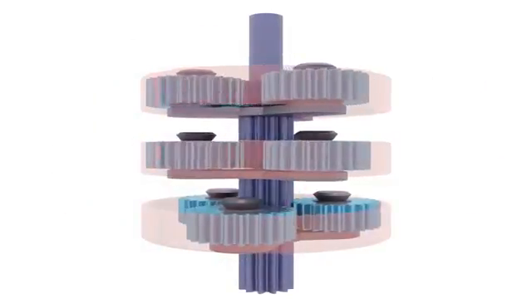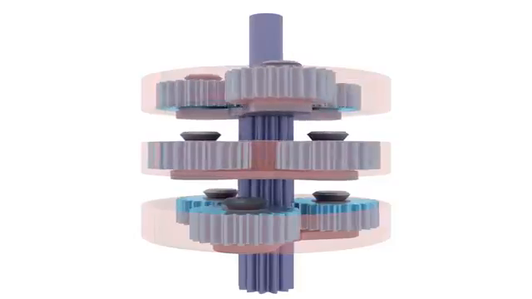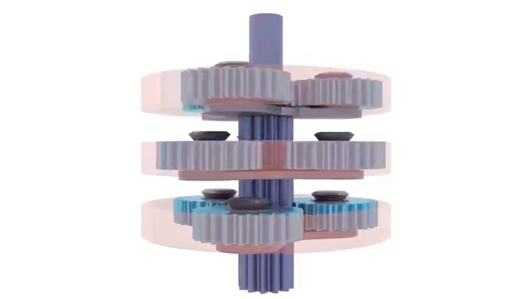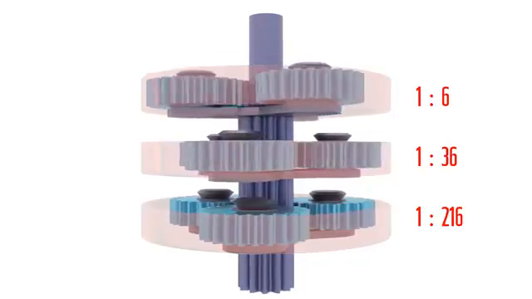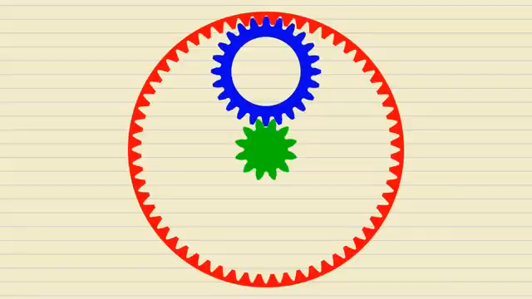Multiple planetary mechanisms can be stacked to form a compound drive. This produces a very high overall gear ratio. In this tutorial, we will be designing the planetary gear system shown here by first designing the ring and planet gears, and then the sun gear separately.